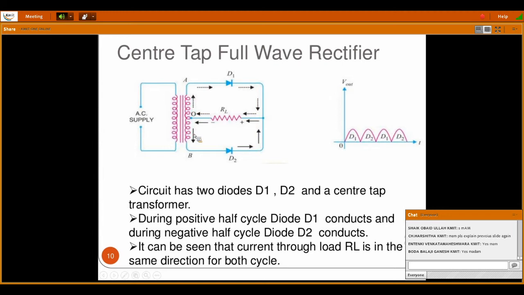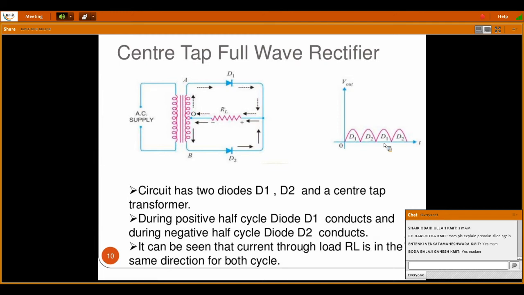During the negative half cycle, if center tapping is not present, then what happens? A will be negative and B will also be negative, but less negative than A. So both diodes will be reverse biased. But because of center tapping, the polarity is reversed. A is negative, so diode D2 is conducting and forward biased. That's why during the negative half cycle, we are getting a positive peak. That is the advantage of the center tapped full wave rectifier.